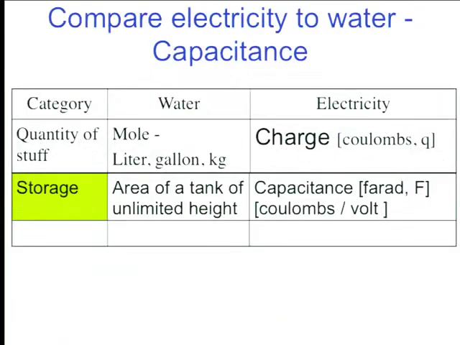So the idea is that the capacitance is a storage thing. You store charge in it. Once you charge it up, you can store charge in it. And as I say, the analogy with water is like the area of a tank. It could be unlimited height, but you fill it up at your will to a certain height. Capacitance is a certain geometrical thing. You can put as much charge on it as you want, depending on the voltage you apply.